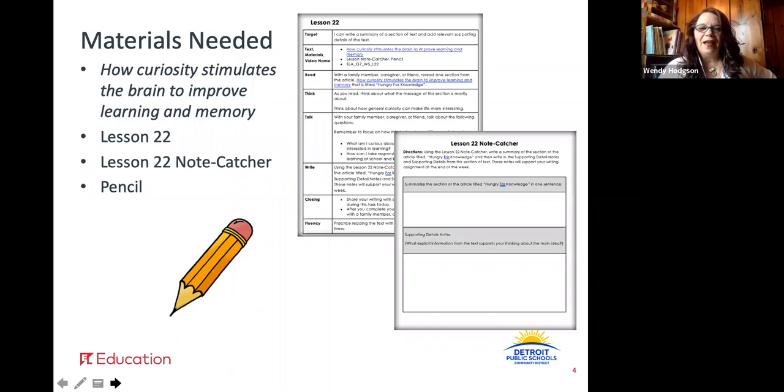Today, we're moving on into lesson 22. So you can go ahead and pause your video here and make sure you have the materials on the screen in front of you. You're going to need the article, also lesson 22 and the note catcher, which is only one page today, and a pencil. Go ahead and pause the video. I'll meet you back here in just a minute.